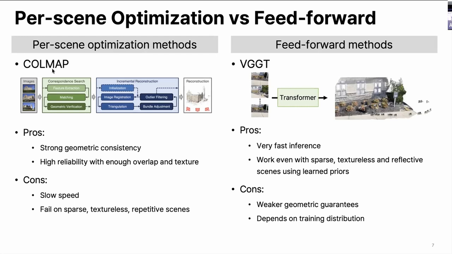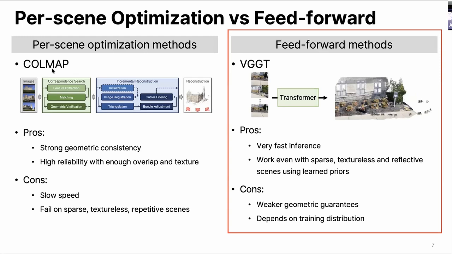In contrast, feed-forward methods such as VGGT are much faster and can work in more challenging settings like sparse input images. However, their geometric reliability depends more on the training distribution, and it's really difficult to check whether the predicted geometry is accurate or not. Despite these limitations, feed-forward approaches have recently become an active research direction due to their practicality. And I'm going to introduce you to feed-forward methods today.